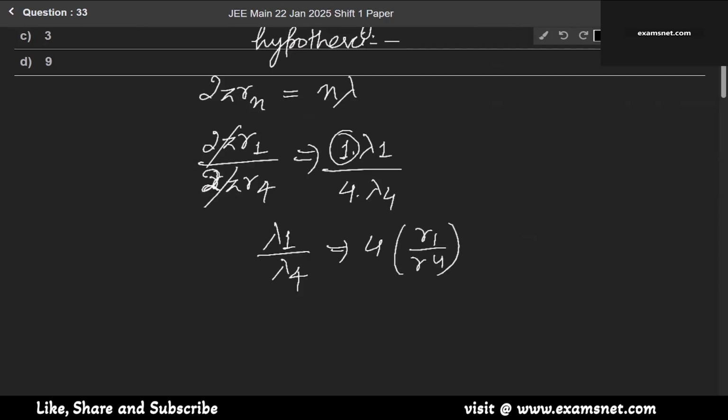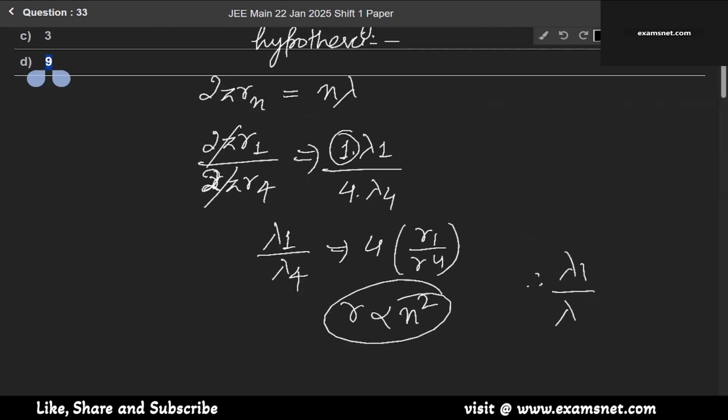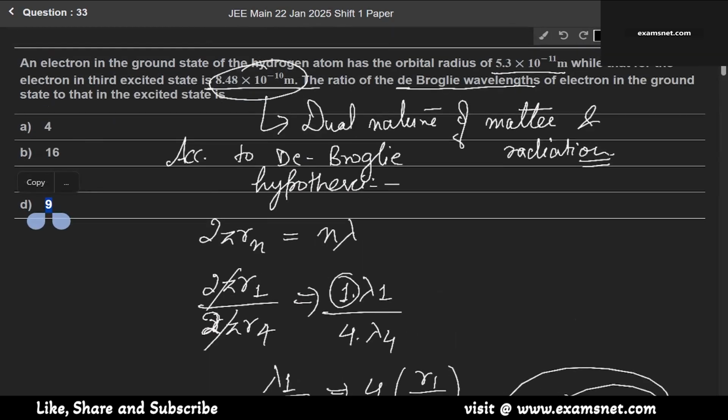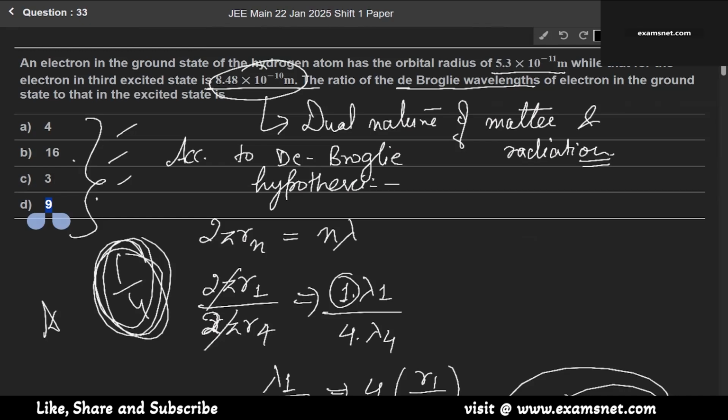From this we get r is directly proportional to n square. Therefore lambda 1 over lambda 4 will be equals to 1 by 4. So our correct answer is 1 by 4, so none of the answers is matching. From among these four options, it is 4, 16, 3, 9, but our answer is 1 by 4, so our answer is not matching with these options.